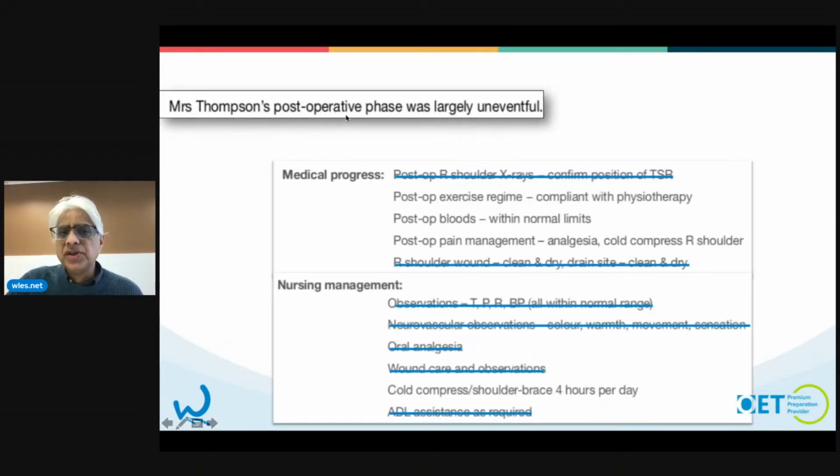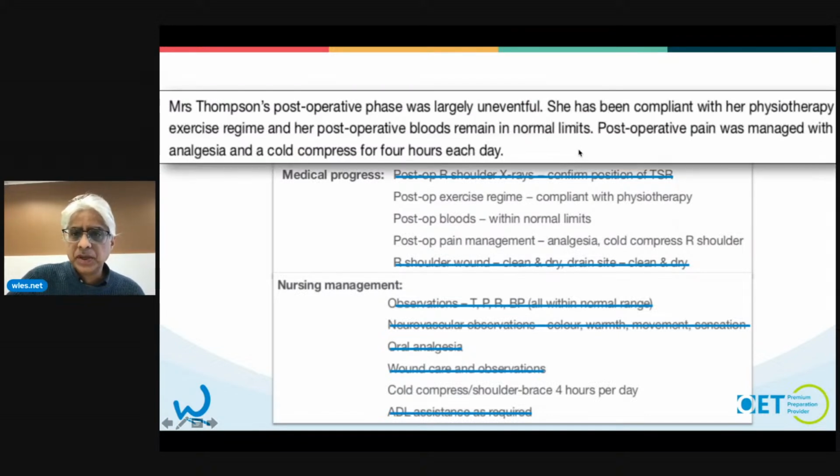Mrs. Thompson's post-operative phase was largely uneventful. I didn't need to write down all the details. It was enough just to say, actually, everything went well. It was all uneventful. There was no major dramas or anything like that. So you need to summarize case notes in a very concise way, which is what they've done.